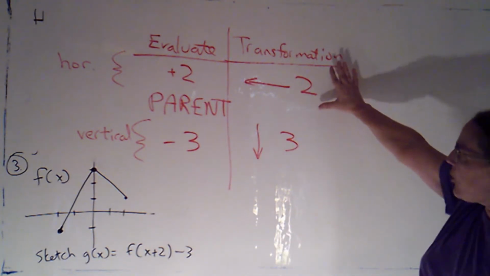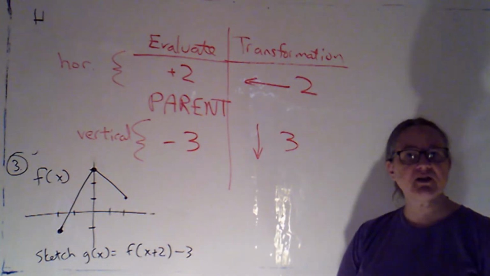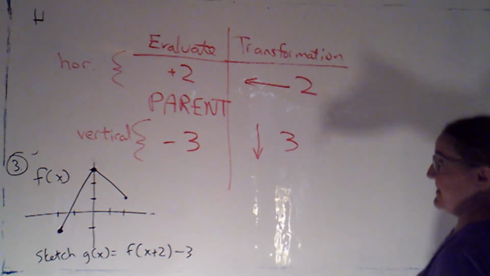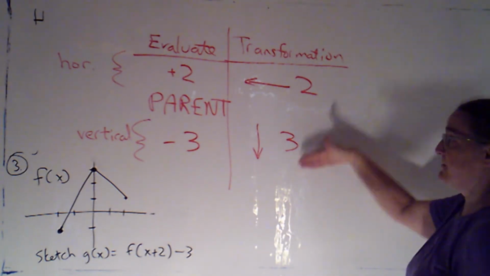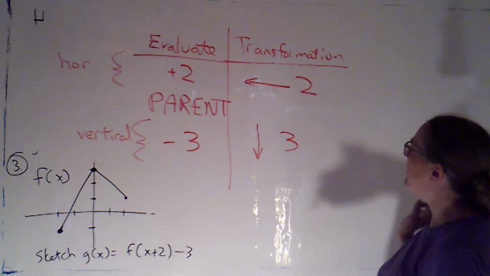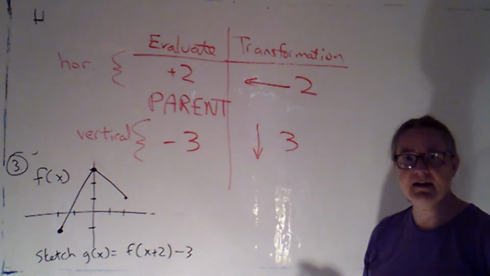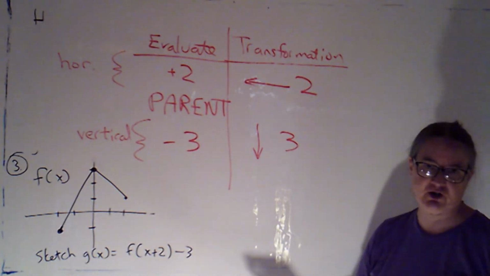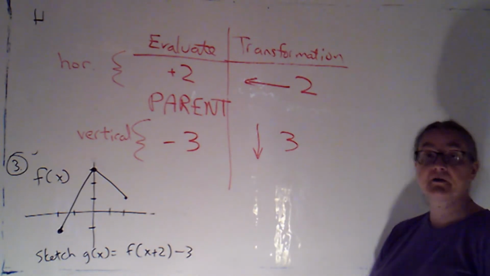Now, when I have just some horizontal and some vertical transformations, it does not matter which I do first. I'm going to just go in this order. I'm going to do the horizontal first and then the vertical because that's the order in which I've written them down. But it doesn't matter because going left 2 and down 3 is going to take me to exactly the same place as if I went down 3 and then left 2. So their order doesn't matter.